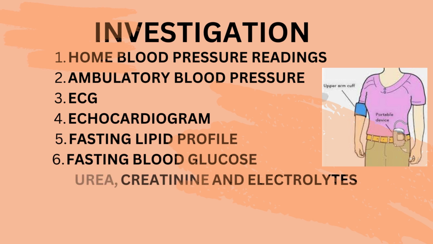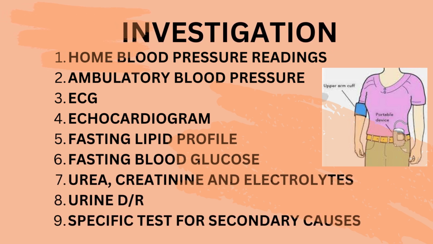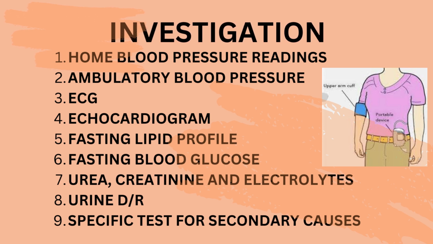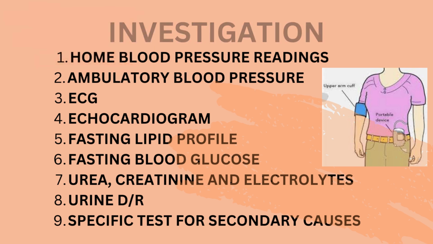Let's discuss the investigations that are usually done in a hypertensive patient. There are different investigations which broadly depend on the suspected cause of hypertension, which may include home blood pressure readings, ambulatory blood pressure, ECG, echocardiogram, fasting lipid profile, fasting blood glucose, urea, creatinine and electrolytes, urine DR, and there are specific tests for secondary causes.